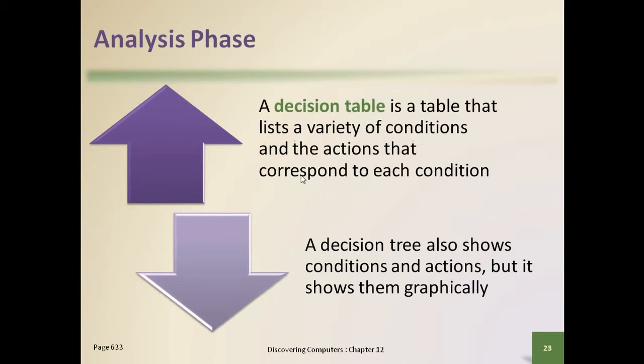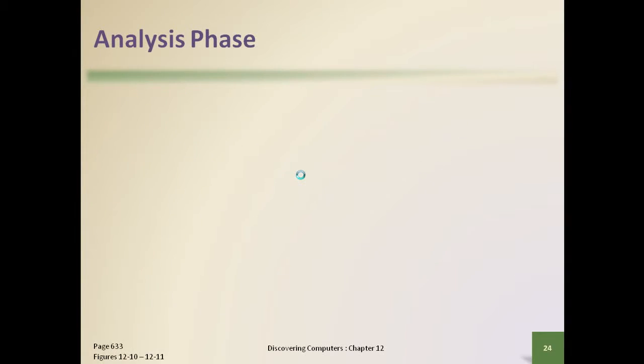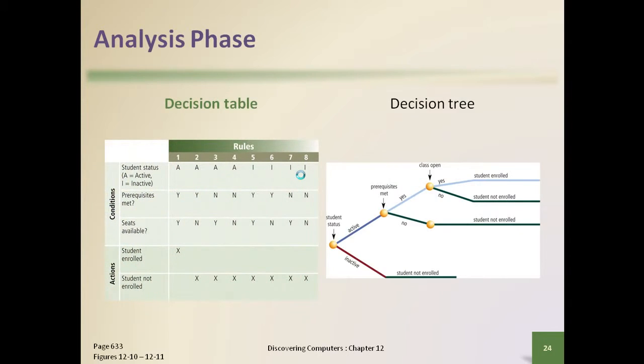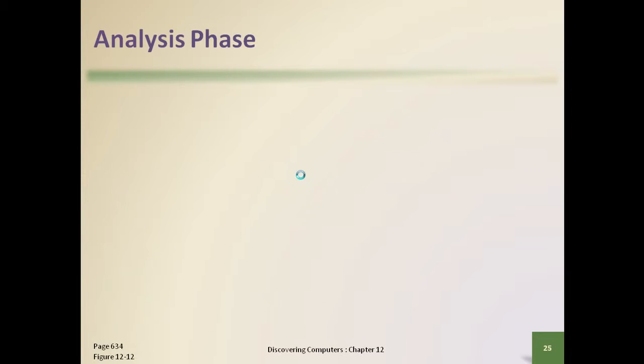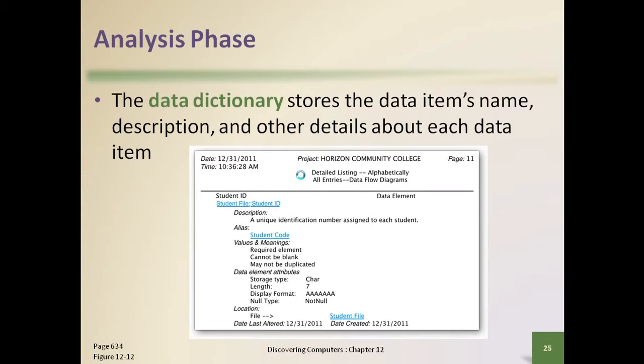Analysis phase. A decision table is a table that lists a variety of conditions and the action that corresponds to each condition. A decision tree also shows conditions and actions, but it shows them graphically. The data dictionary stores the data item name, description, and other details about each data item.